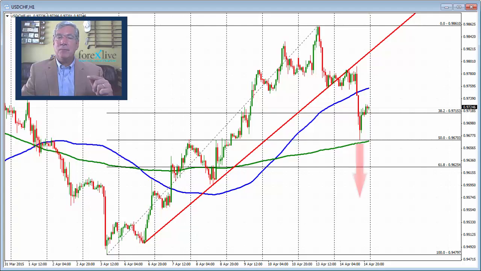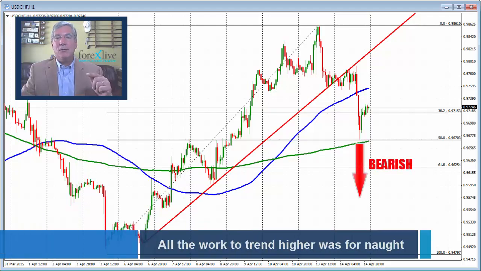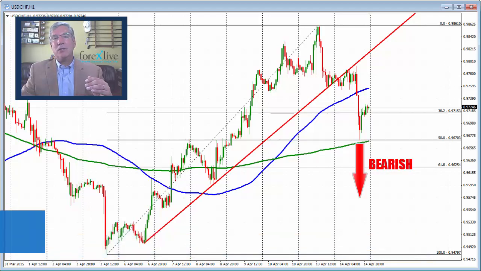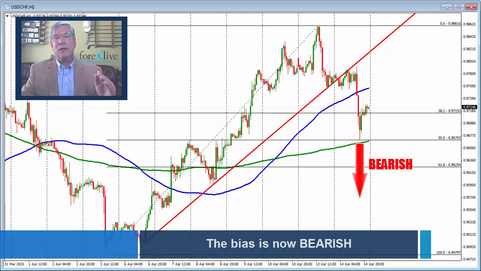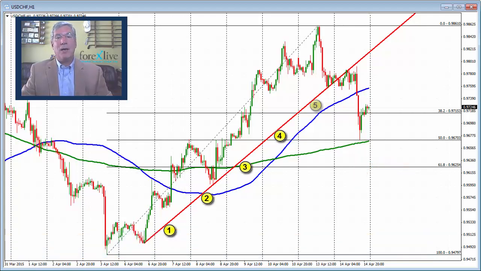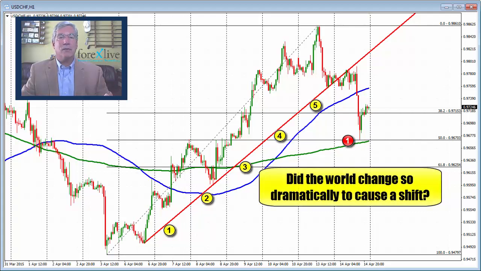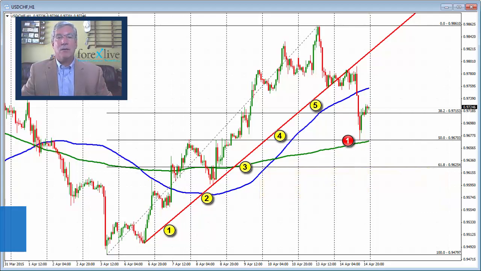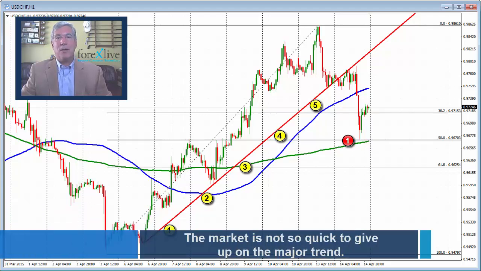Now, if the price were to head below the 200-hour moving average, it would tell me a different story. It would say to me that all the work to trend higher was for naught. The bias is now switched from being to the upside to being more bearish or to the downside. This is hard to do on the first test, especially after trending higher. In the example, it took 5 days of steady upside trending and about 1 day to unravel nearly 50% of what was done. Did the world change so dramatically to cause a shift? Maybe so, but oftentimes the market is not so quick to give up on the major trend.